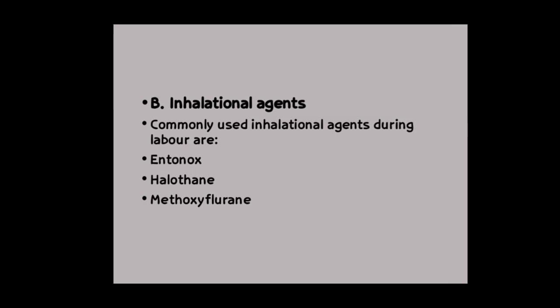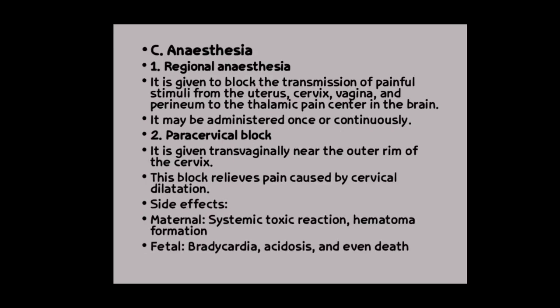B. Inhalational agents. Commonly used inhalational agents during labor are Entonox, halothane, methoxyflurane. C. Anesthesia. 1. Regional anesthesia. It is given to block the transmission of painful stimuli from the uterus, cervix, vagina, and perineum to the thalamic pain center in the brain. It may be administered once or continuously.